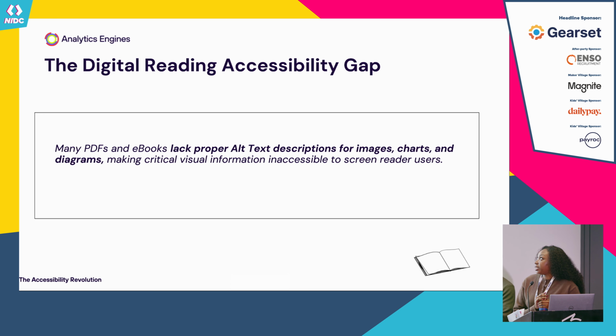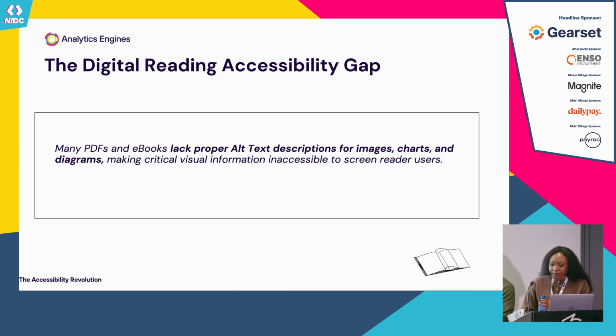Starting with the digital reading accessibility gap. Many PDFs and ebooks lack proper alt text descriptions for images and diagrams in their documents. And this makes critical visual information inaccessible to people that use screen readers.